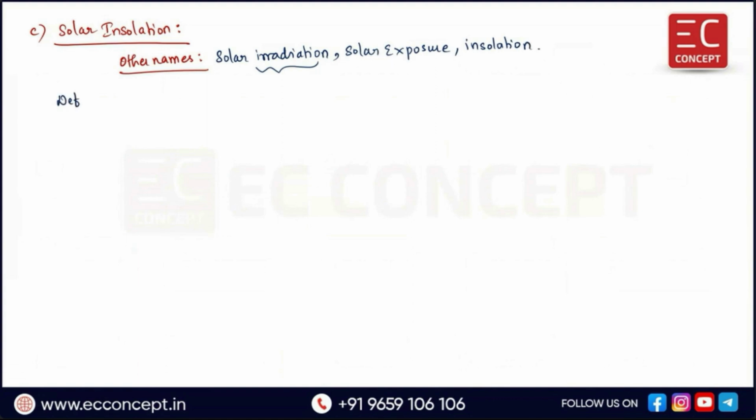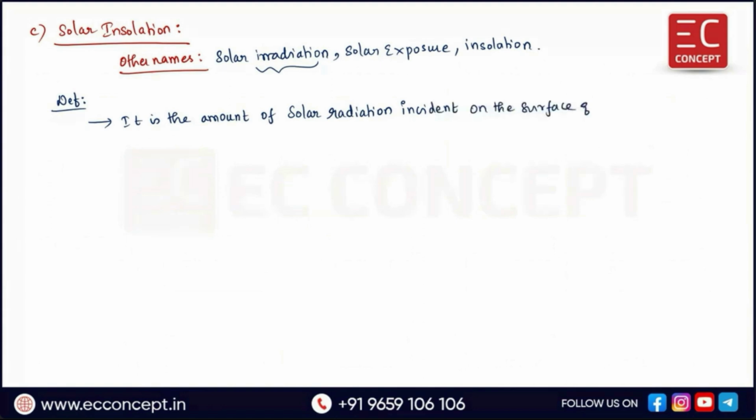Definition: it is the amount of solar radiation incident on the surface of the Earth at that particular instant of time. Okay, with respect to time, here we are discussing.